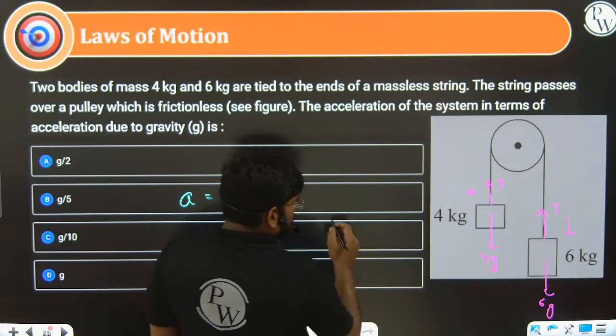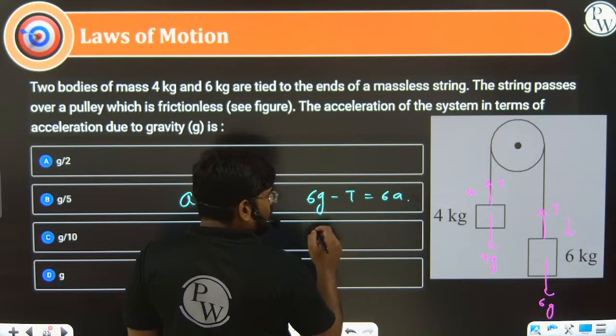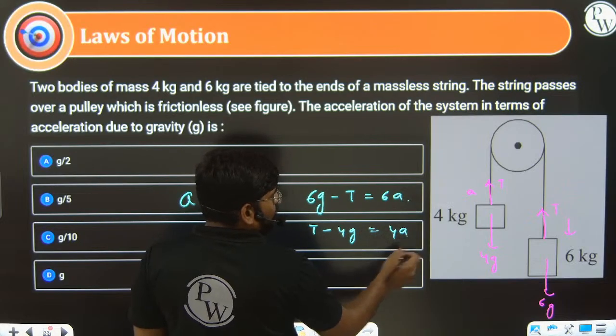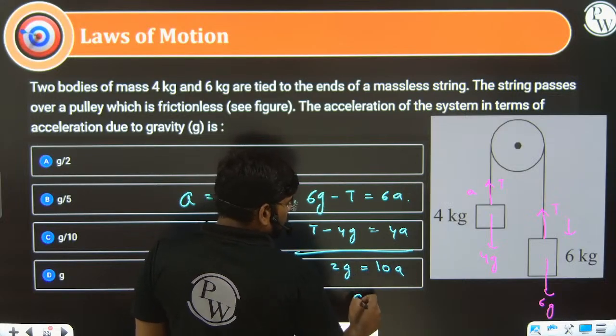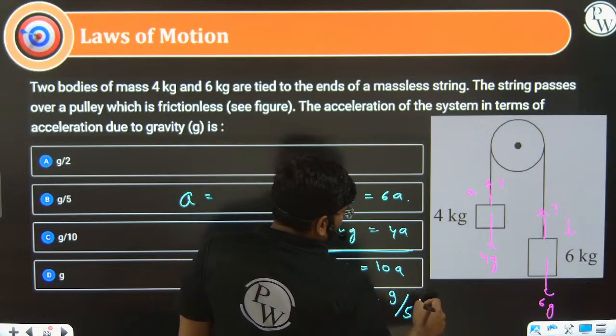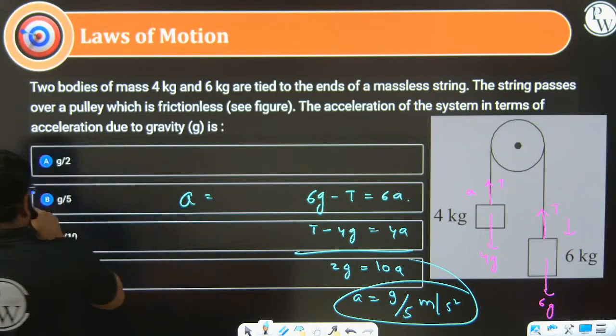So we have to write two equations. For the first one, the equation is 6g minus T is equal to 6a. For the other, it is going up: T minus 4g is equal to 4a. Then 2g is equal to 10a. So a is equal to g by 5. A is equal to g by 5 will be coming out. So the answer is g by 5.